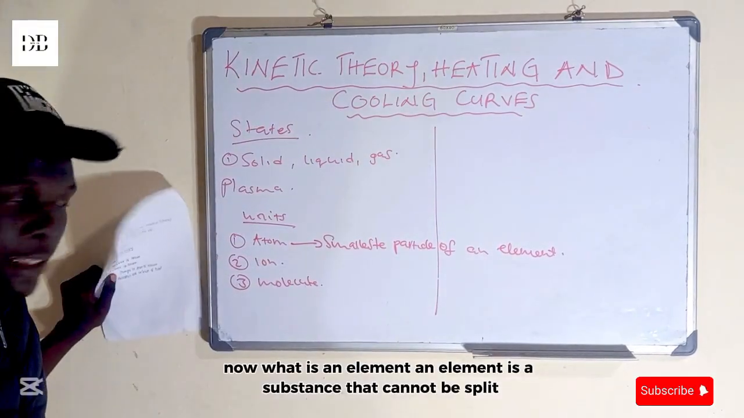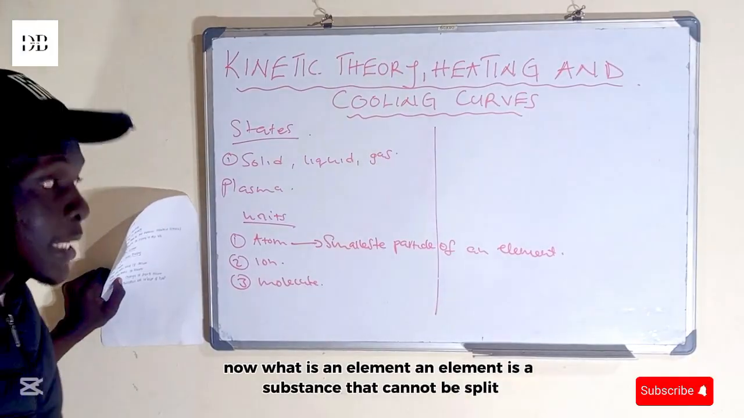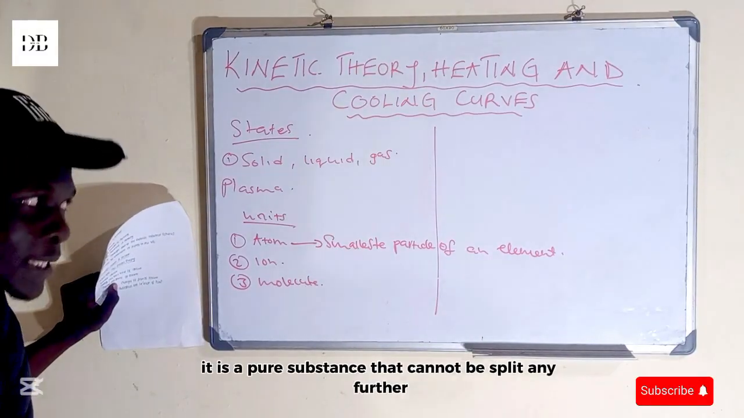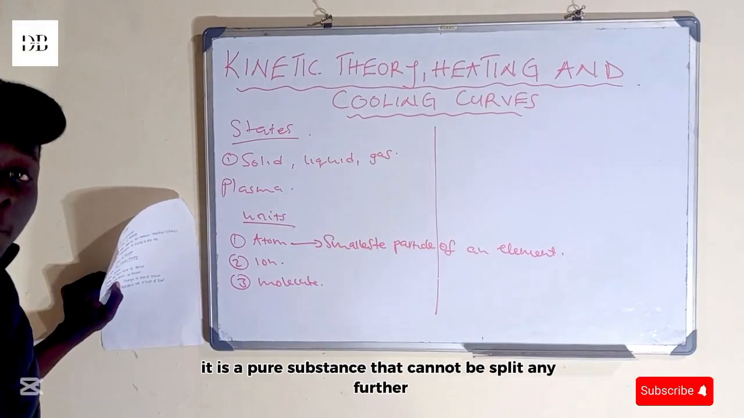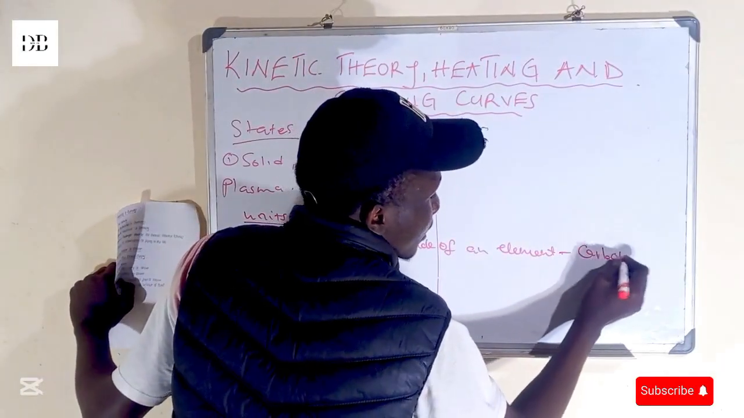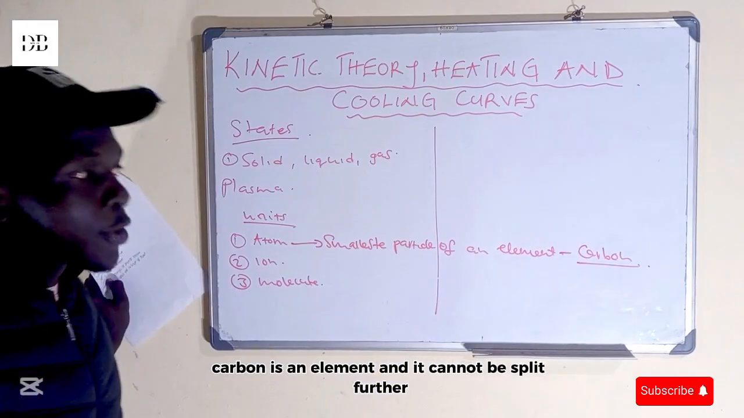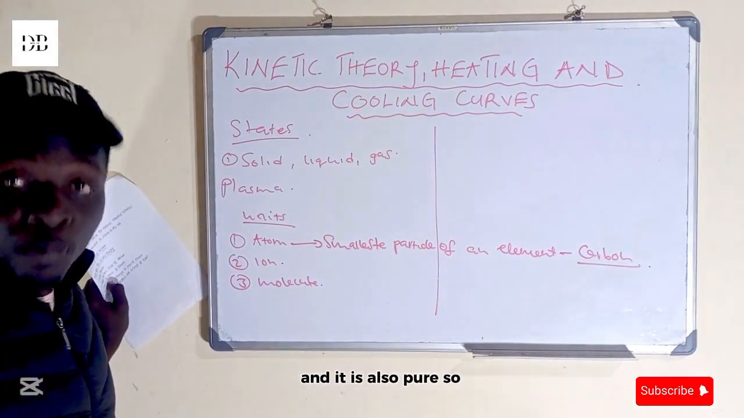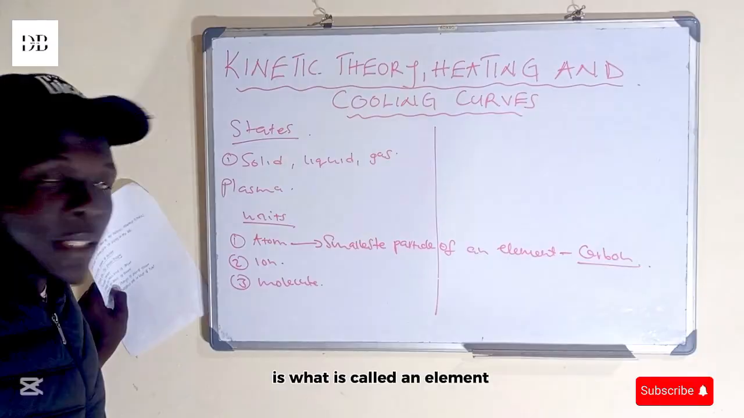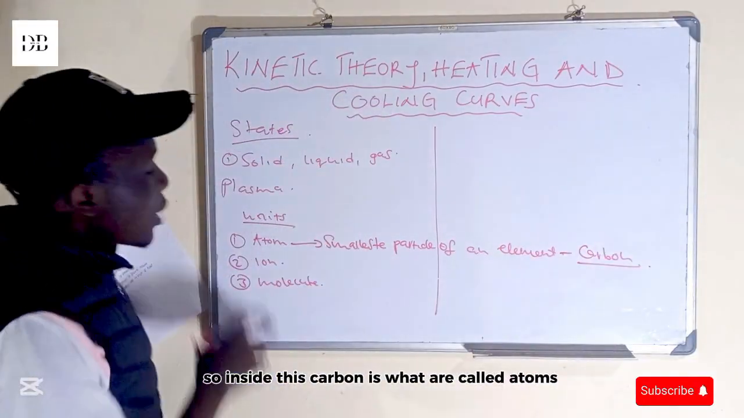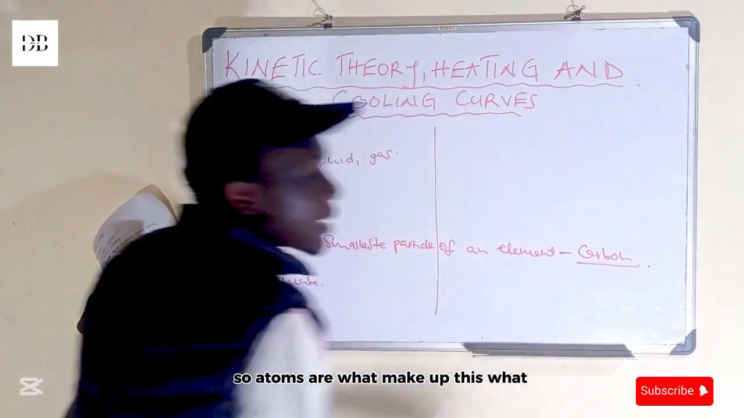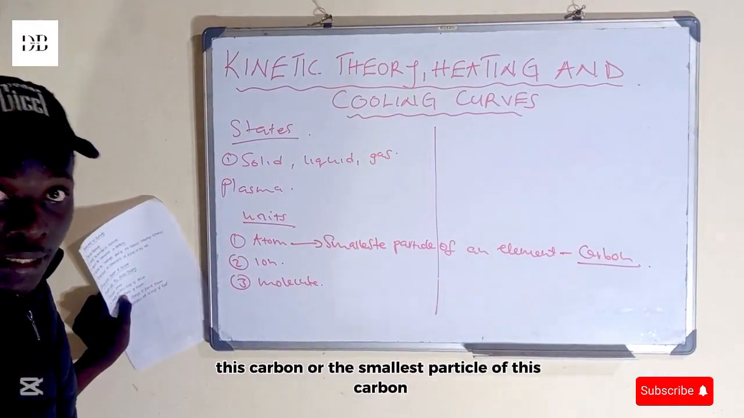Now, what is an element? An element is a pure substance that cannot be split any further. An example of an element is carbon. Carbon is an element and it cannot be split further, and it is also pure. So a pure substance that cannot be split further is what is called an element. Inside this carbon are what are called atoms. Atoms are what make up this carbon, the smallest particle of this carbon.